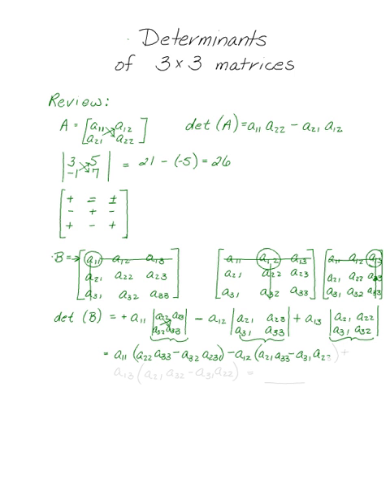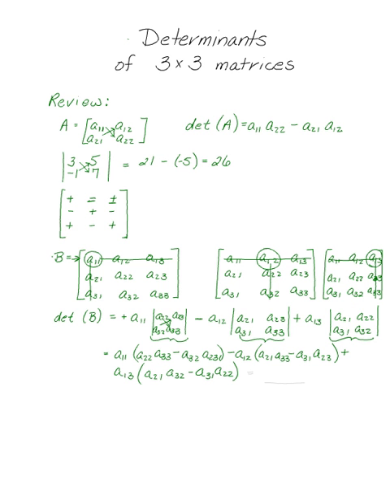I think it would be easier if I finish writing this so that you can see it, but what we're doing again is just continuing across. I'm going to have A13, and the determinant of that last matrix is A21 times A32, minus A31 times A22.